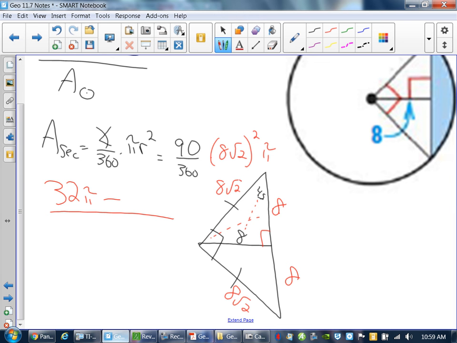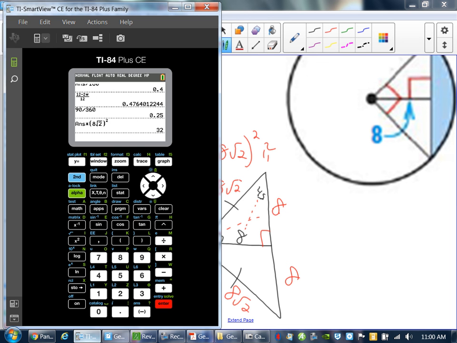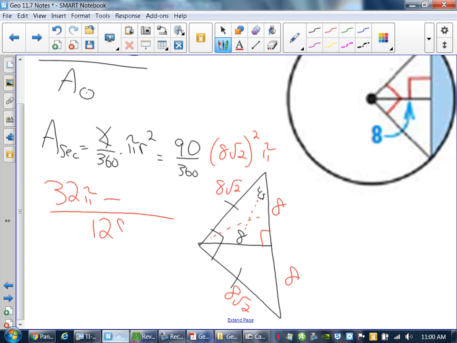The whole circle having a radius of 8 root 2, you've got to put that back in the calculator. 8 root 2, square it, times pi. And now I have to go back to the triangle. I now also know that the triangle has a height of 8 and a base of 16. So one half base times height.